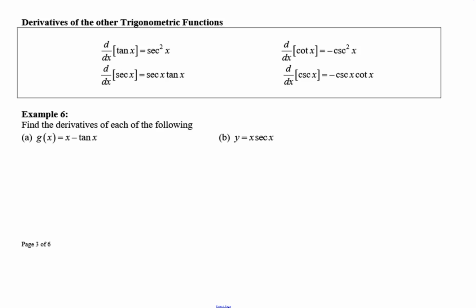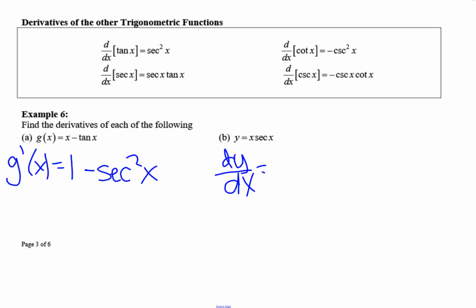The first part of this lesson deals with derivatives of other trig functions. We already saw that the derivative of tangent of x is secant squared, and this gives a few of the other ones. So we're going to find the derivative for part A, g prime of x. The derivative of x is 1. Derivative of tangent is secant squared. That's it.